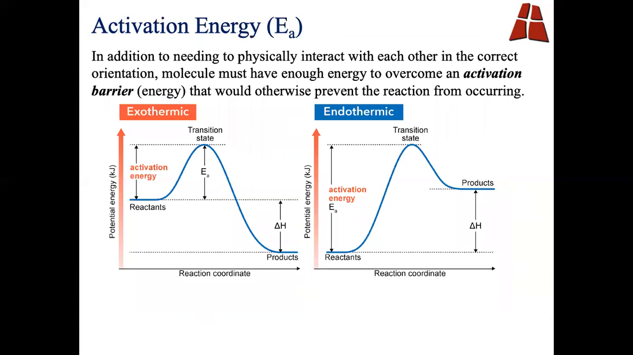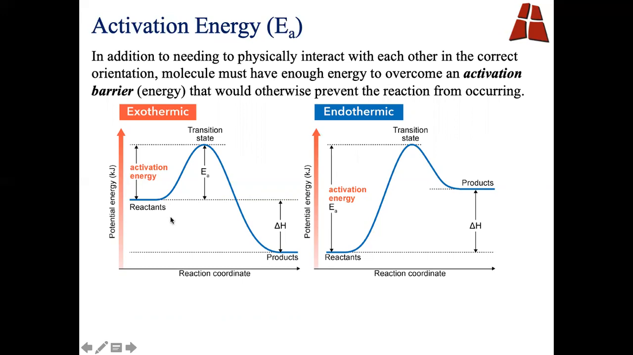Also, if we think about a reaction occurring, there is some amount of potential energy in our reactants and some amount of potential energy in our products. But in order to go from reactants to products, we need to overcome something called an activation barrier or activation energy. You can state it both ways. We need an activation barrier, otherwise the reactants would instantaneously turn into products.